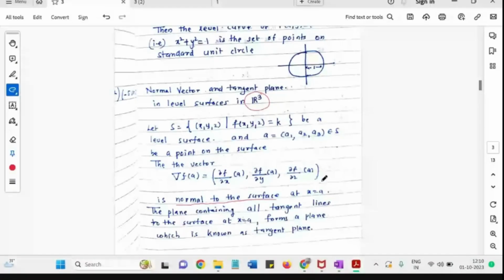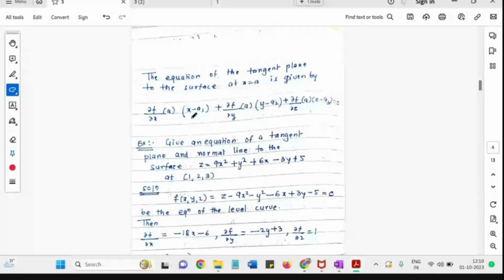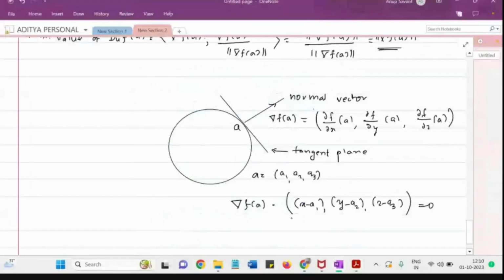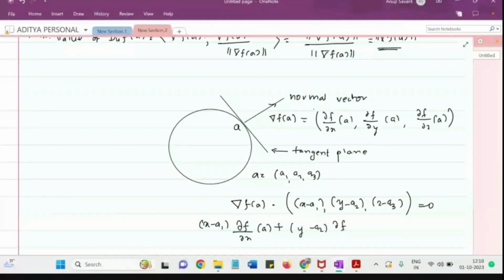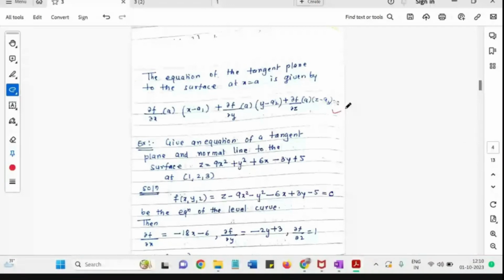So my equation of a tangent plane, I have done that over here. So I'll switch back to my notes. Okay, so the equation of a tangent plane, if I'm taking a dot product, which I was explaining over here, will be x minus a1 times dou f by dou x at A plus y minus a2 times dou f by dou y at A equal to 0. Okay, that is precisely what I have mentioned over here.